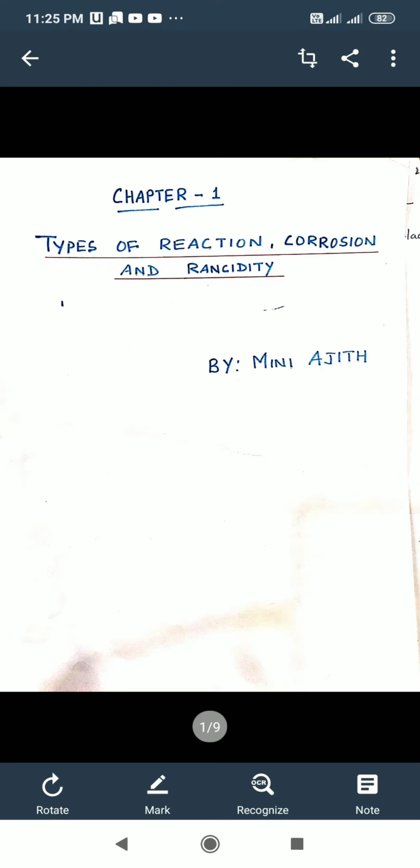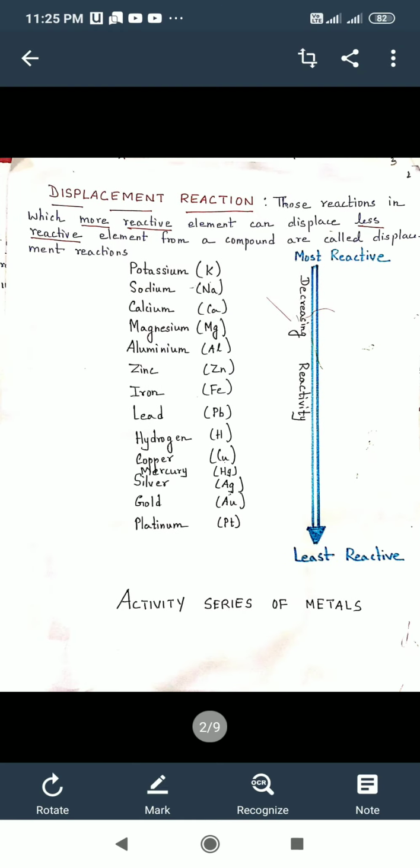Today we are going to learn about different types of chemical reaction, corrosion and rancidity. Already you have studied about chemical equation, balancing of chemical equation, types of chemical reaction in which you studied combination reaction and decomposition reaction. Let me start today with the third type of chemical reaction, that is displacement reaction.